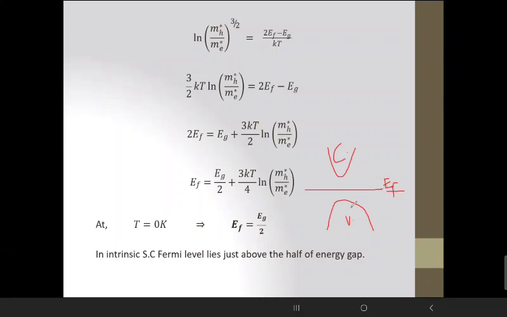But what will happen when you apply the temperature? The Fermi level may be here, or here, or here. So if you provide more and more energy, the Fermi energy shifts. So in an intrinsic semiconductor, the Fermi level lies just above the half of the energy gap.